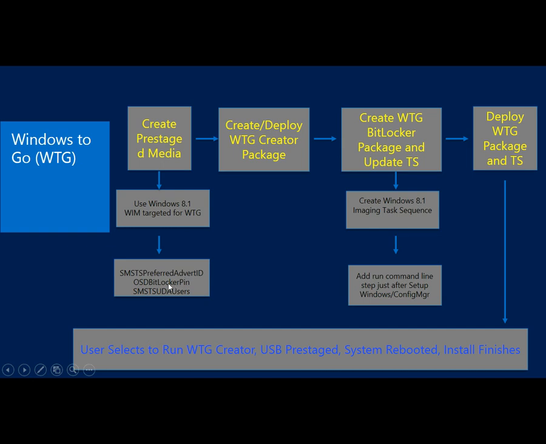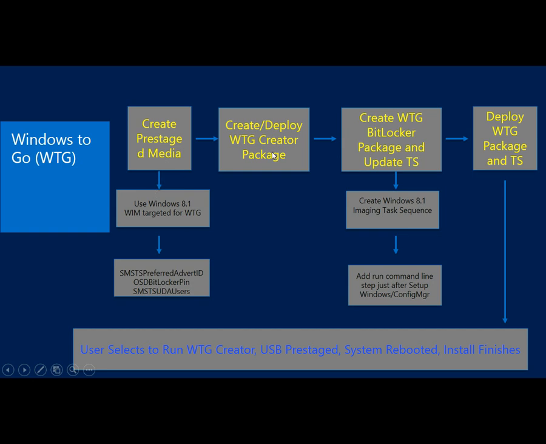All right. Another variable, OSD BitLocker pin. So if we're going to provision BitLocker, which you should, on Windows to Go, then we need to specify a pin. That's something we can do by variable. And then SMSTS UDA users, if you want to use that, right? So this is a user device affinity variable, and we can talk about that more as we get to user device affinity. We will. But those three are interesting in this scenario. This one, critical, right? So we're going to create our Prestaged Media. I'll go through that in just a minute whenever I show you kind of how to set this up.